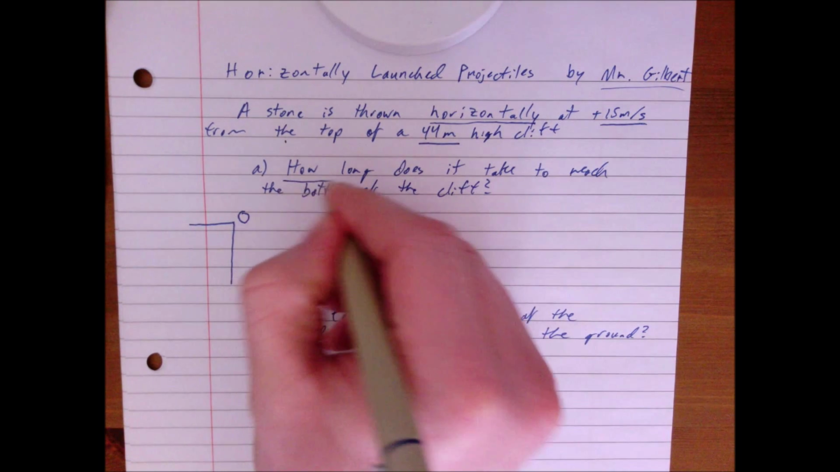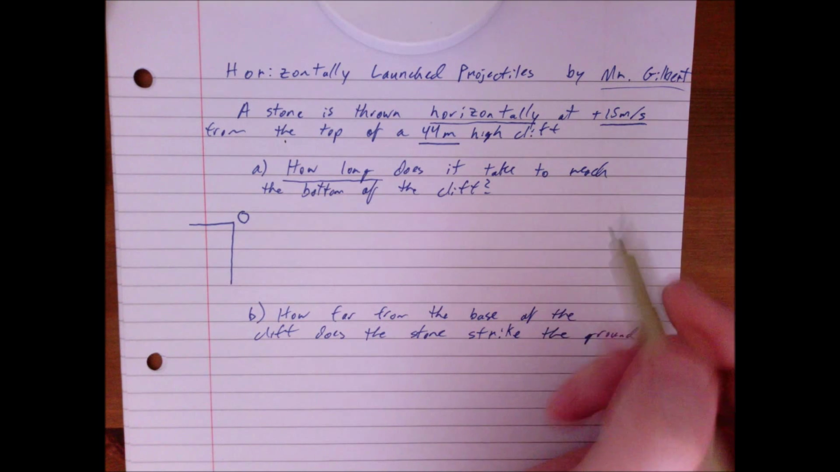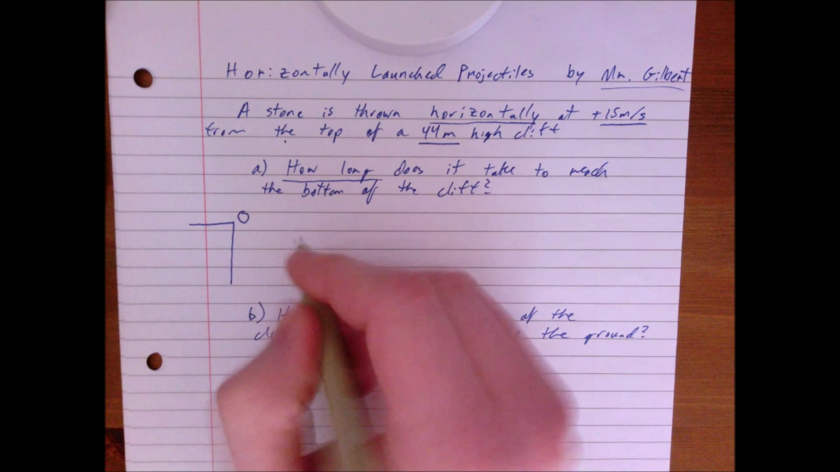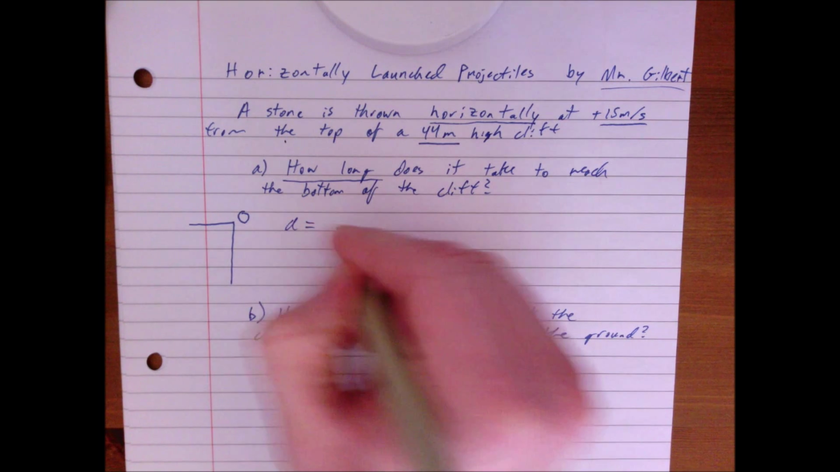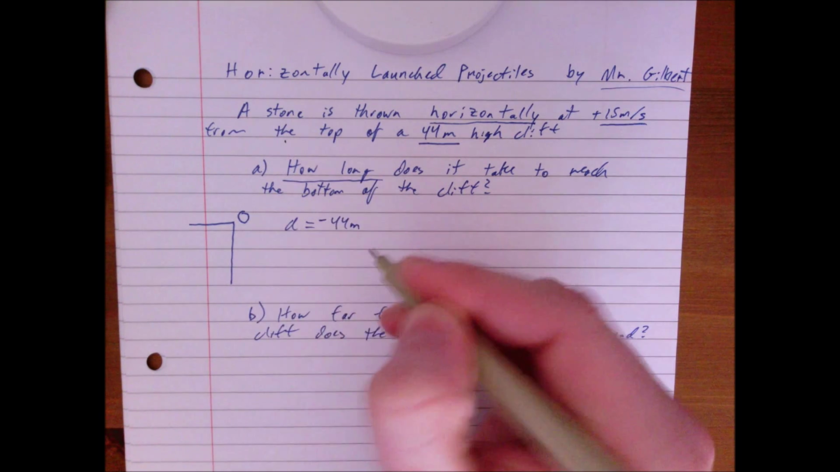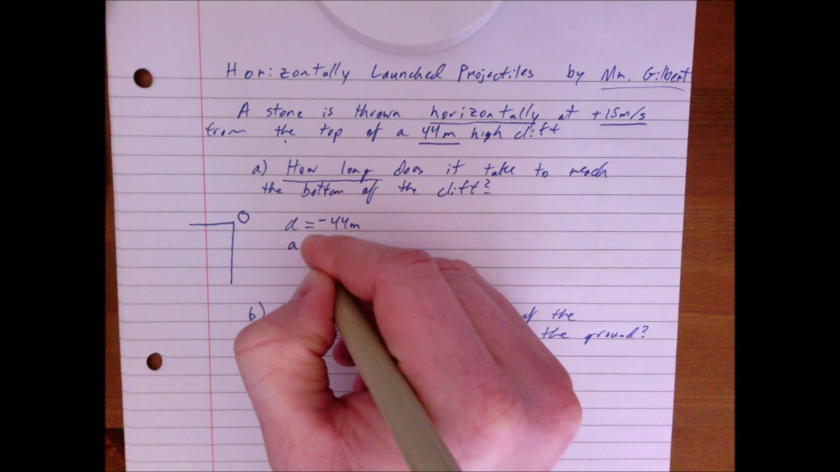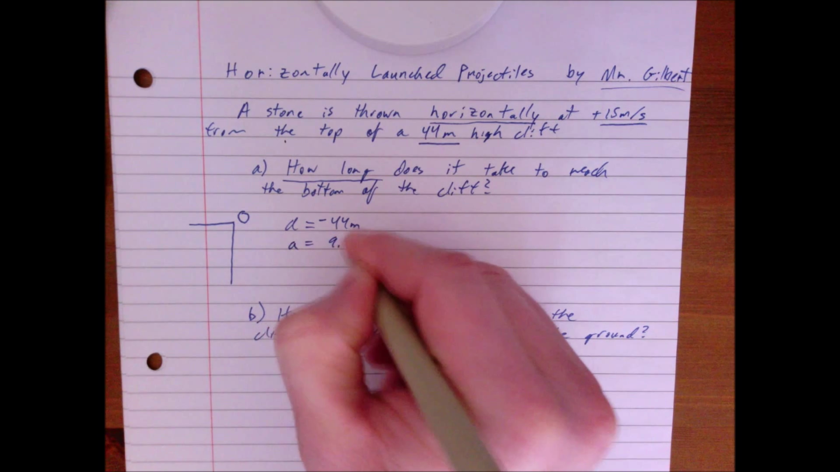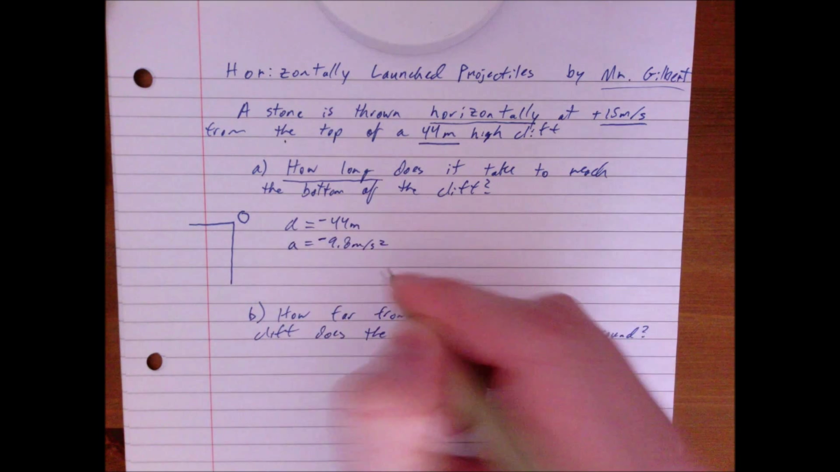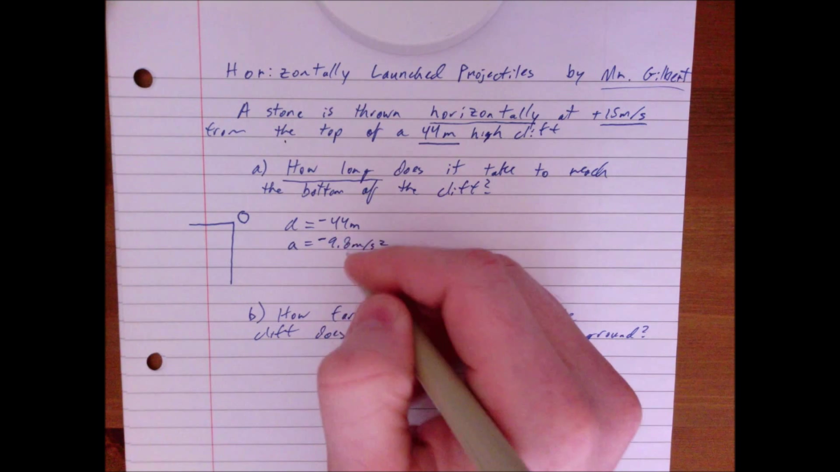So, what we're trying to figure out is how long it takes for something to fall. So we don't even worry about this horizontal velocity. All we're looking at is the distance that it's going to fall. The distance is 44 meters, and it's falling, so it's a negative 44 meters. And then we know that the acceleration it's going to experience is 9.8 meters per second squared. And that's also negative because it's accelerating downward. So we know these two things.